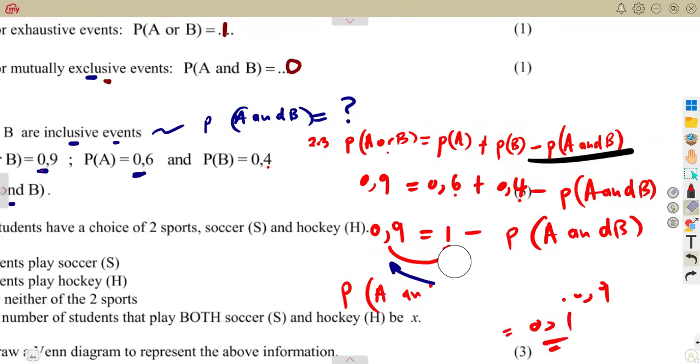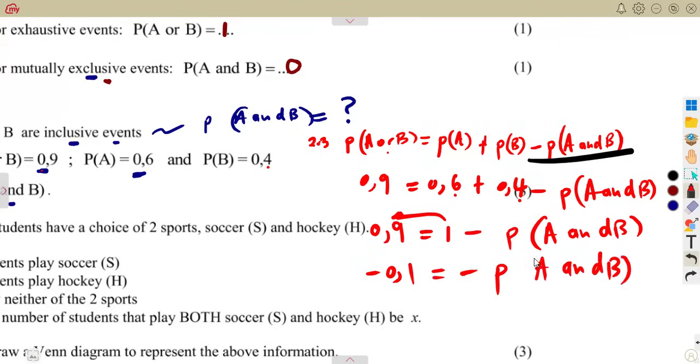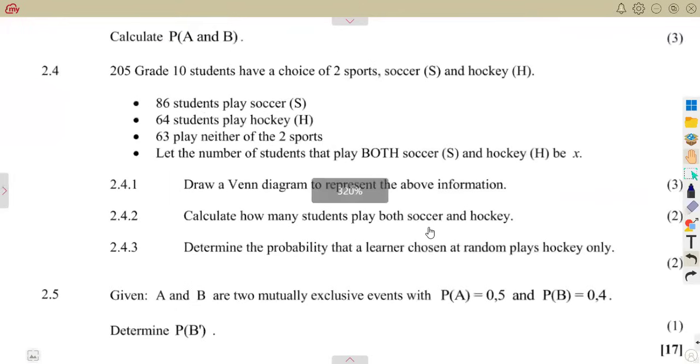Just like that. Or, if you do not want to transpose it this way, you can transpose the 1 this side. It becomes a negative there. So it will be 0.9 minus 1, which is minus 0.1, is equal to minus P(A and B). Then we want to remove the negative, so divide by the negative. So you've got P(A and B) equal to 0.1. Guys, let us revise as many questions as we can. Let's move on to another one.